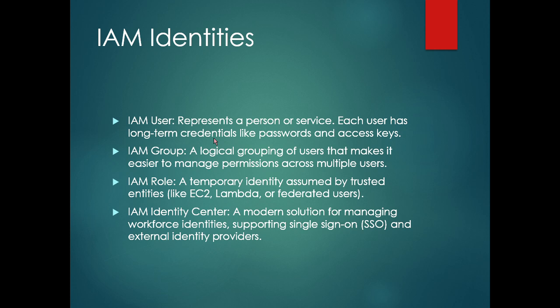What is an IAM group? It is a way to assign the same permissions to any number of users. So it is a logical grouping of users that makes it easier to manage permissions across multiple users. What is an IAM role? It is an identity assumed temporarily by a trusted service or external identity. So it is a temporary identity assumed by trusted entities like the EC2 service, Lambda, or federated users.